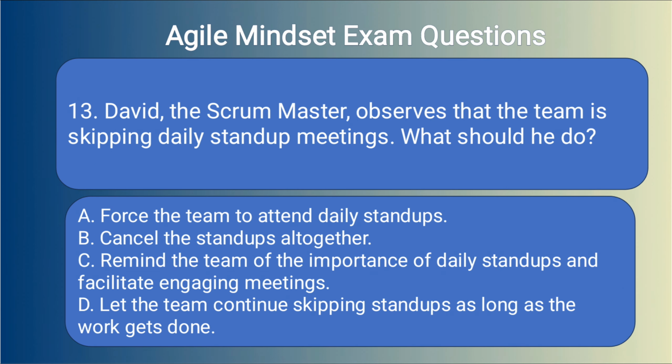13. David, the Scrum Master, observes that the team is skipping daily stand-up meetings. What should he do? A. Force the team to attend daily stand-ups. B. Cancel the stand-ups altogether. C. Remind the team of the importance of daily stand-ups and facilitate engaging meetings. D. Let the team continue skipping stand-ups as long as the work gets done.